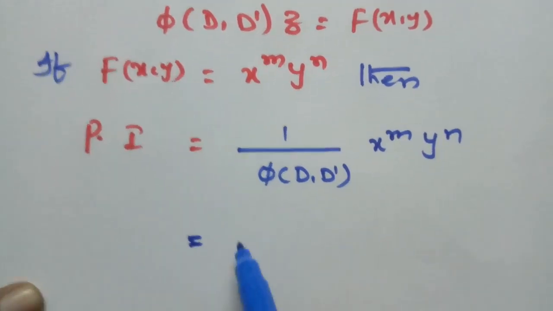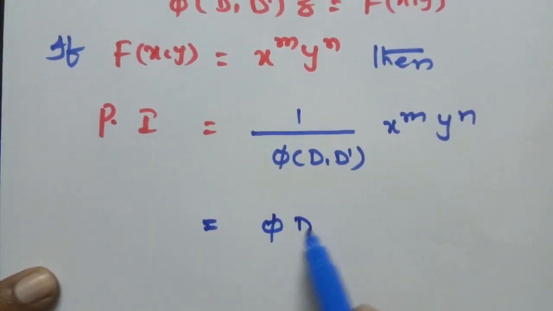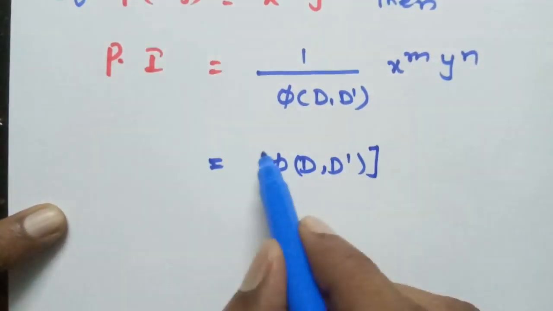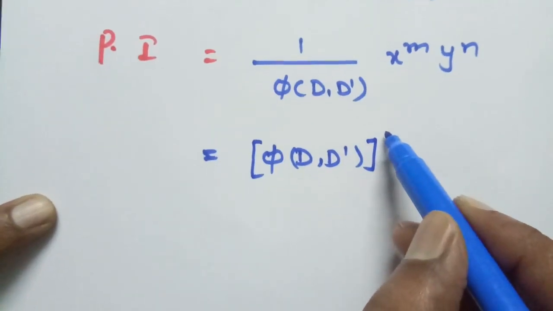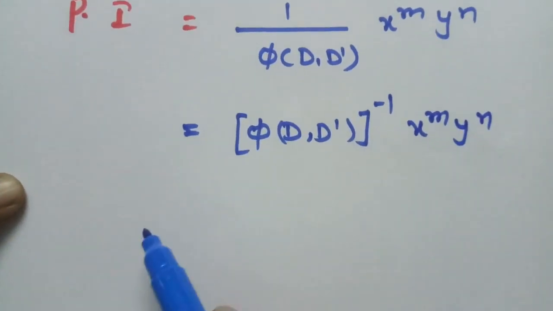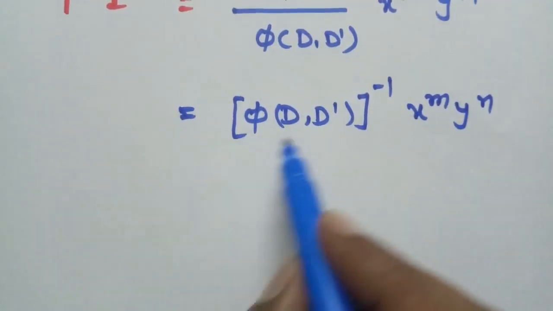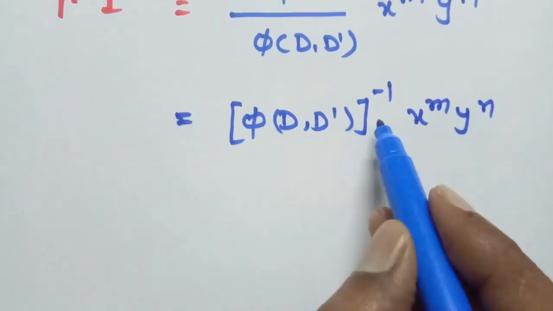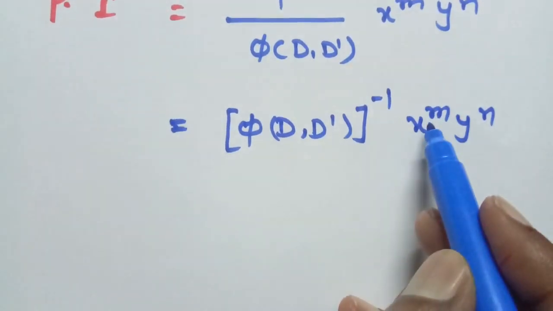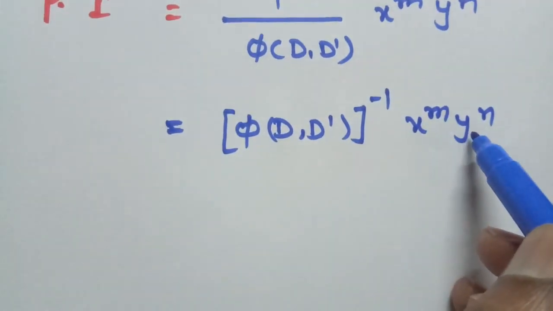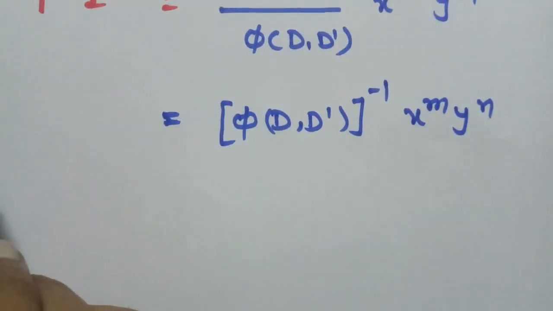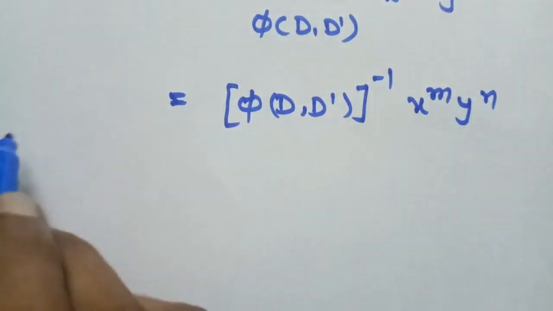This can be written as phi of D, D dash whole inverse into x power m into y power n. Now expand phi of D, D dash whole inverse by using the binomial theorem and operate on x power m into y power n term by term. How to expand phi of D, D dash whole to the power of minus 1?